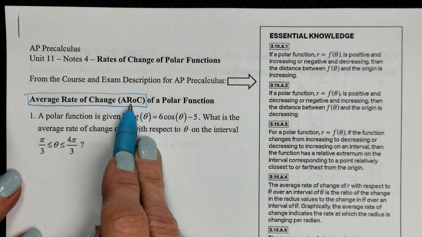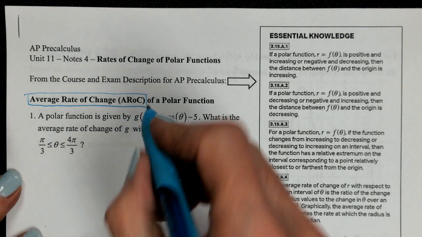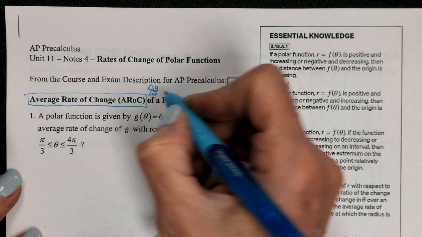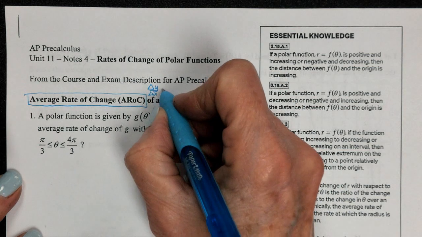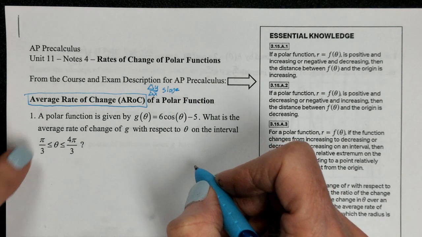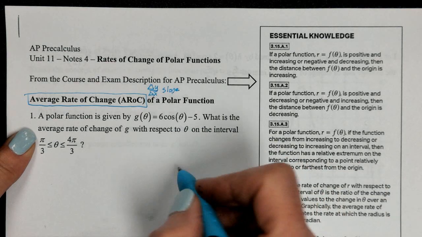Average rate of change. We have an abbreviation for it called AROC. So average rate of change is always, I think of it as change in y over change in x. Average rate of change. Slope. Slope between 2 points. Okay? We're finding the average rate of change of a polar function. We do it the same way.